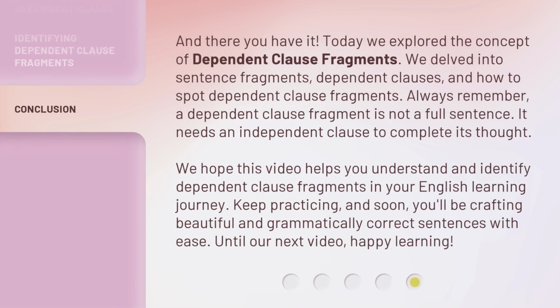And there you have it. Today we explored the concept of dependent clause fragments. We delved into sentence fragments, dependent clauses, and how to spot dependent clause fragments. Always remember, a dependent clause fragment is not a full sentence. It needs an independent clause to complete its thought.